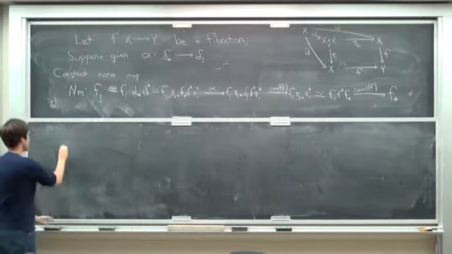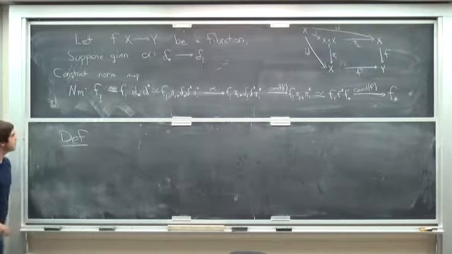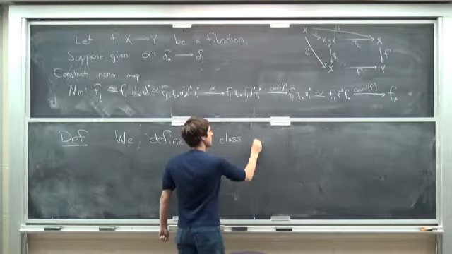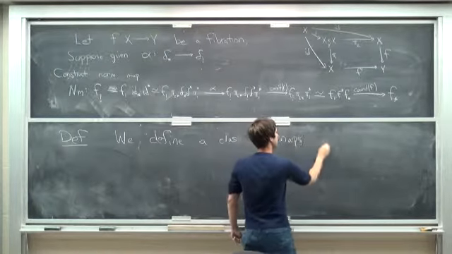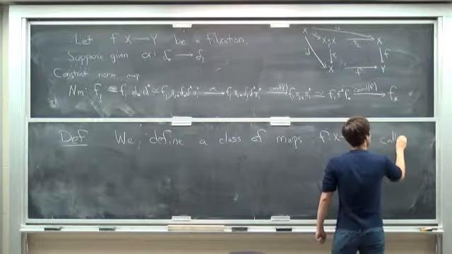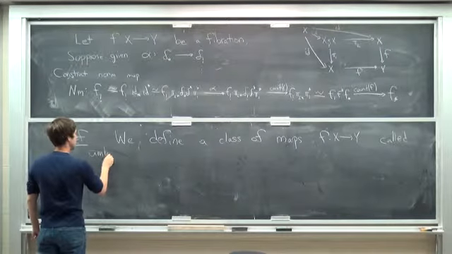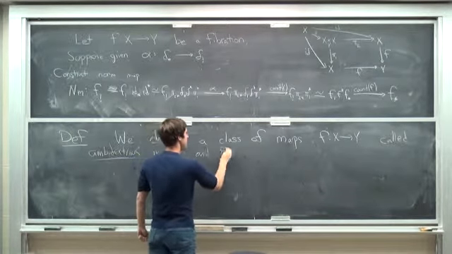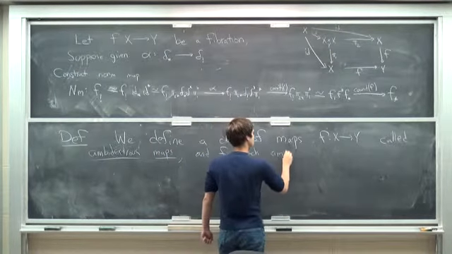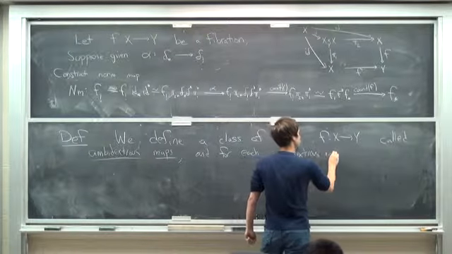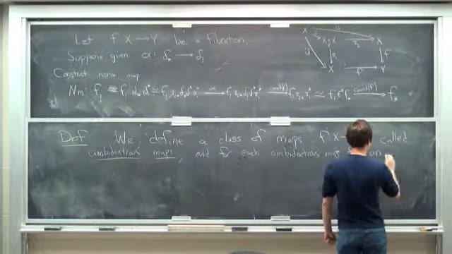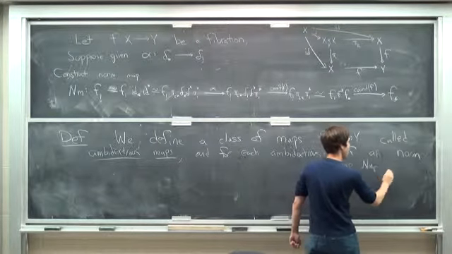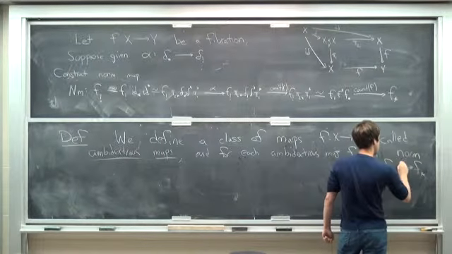Definition. Well, this is a co-inductive definition. So let's say we define a class of maps f from X to Y called ambidextrous maps. And for each ambidextrous map f, let's say a norm map, which I'll call norm sub f, that goes from f lower shriek to f lower star. And it'll actually be an isomorphism.